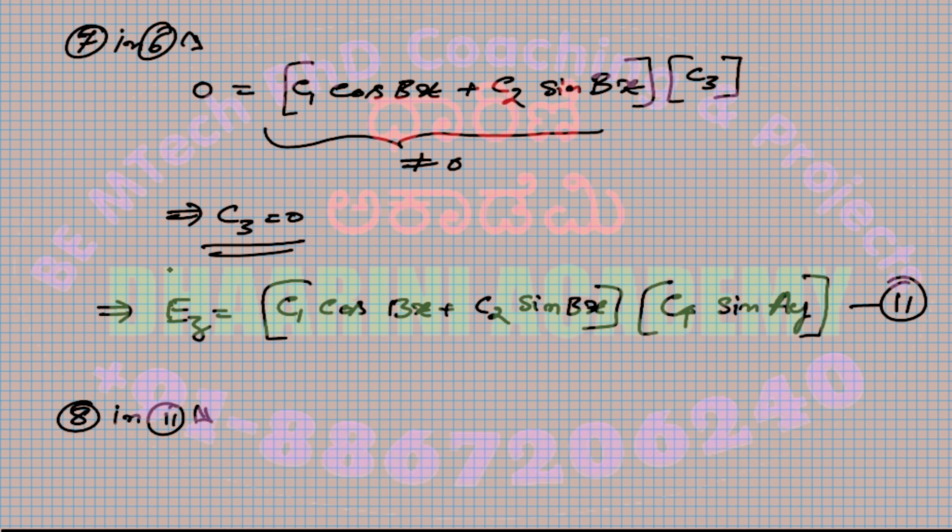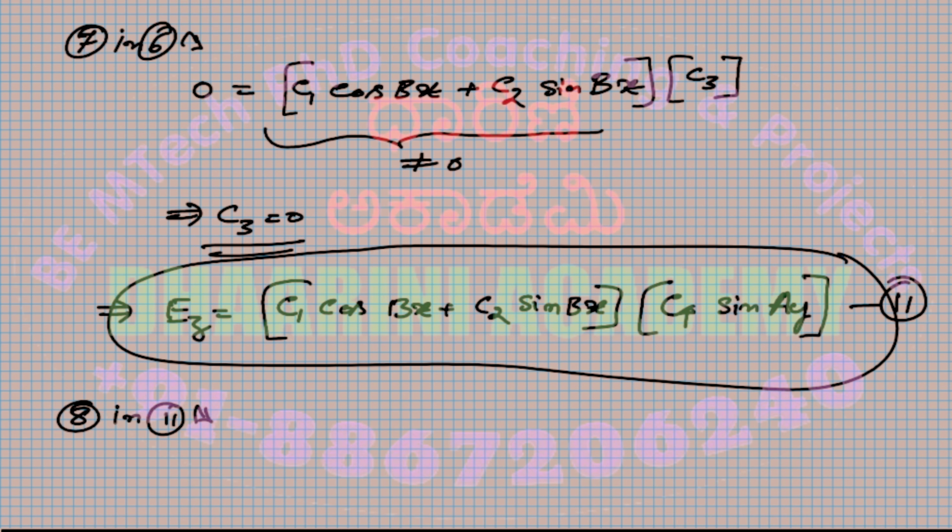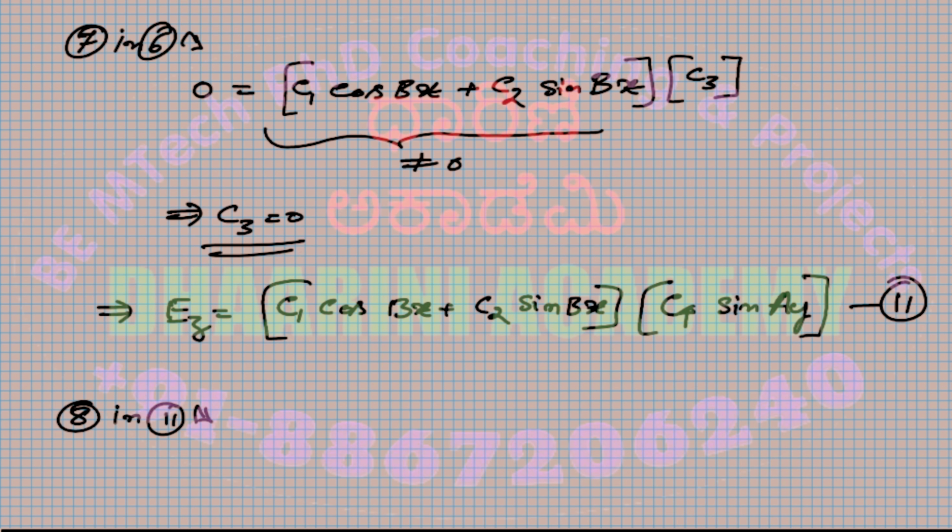Because this is my updated equation, right? Anyway, I got C3, so I don't have to use C3 anymore. No, I'm trying to find out the values of C1, C2, C3, C4 using the boundary conditions. That's all. It is not for a specific condition. It is applicable for the whole waveguide.